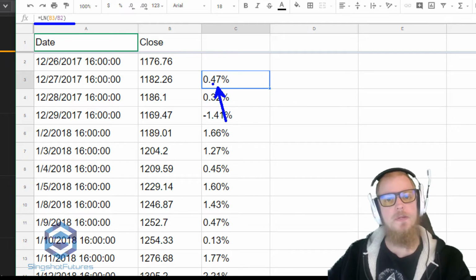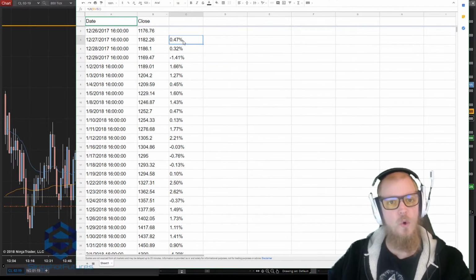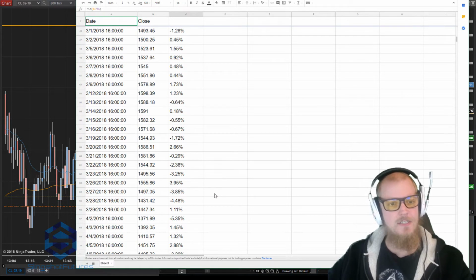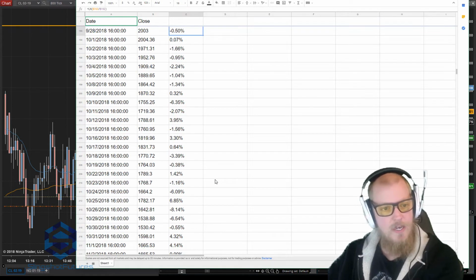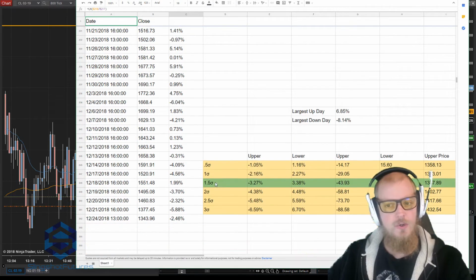So it's a very simple calculation: equals LN, in parentheses, B3 divided by B2. Now, what we want to do is just drag and recreate that all the way down. So it's a rolling calculation. This one would be B4 to B3, B5 to B4, B6 to B5. You get the idea, all the way down. And that leads us to 365 days if we go all the way down to here.